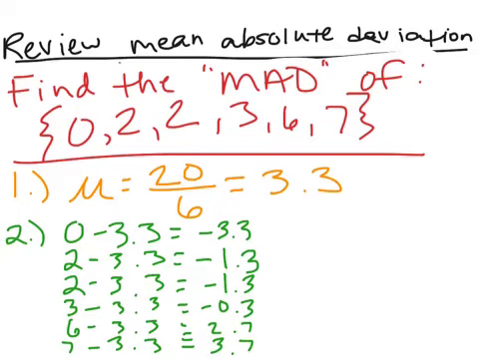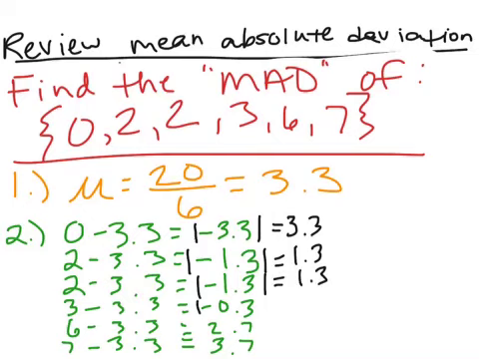Now step 3 tells me to take the absolute value of everything, because if I don't, when I find the sum, it is going to come out to 0. So I have to take the absolute value to prevent that from happening. The absolute value of negative 3.3 is 3.3. The absolute value of negative 1.3 is 1.3, and again 1.3. The absolute value of negative 0.3 is just 0.3. The absolute value of 2.7 is still 2.7, and the absolute value of 3.7 is still 3.7.